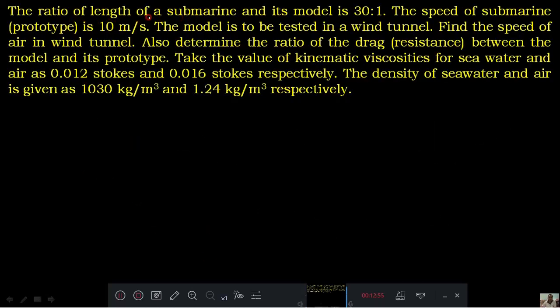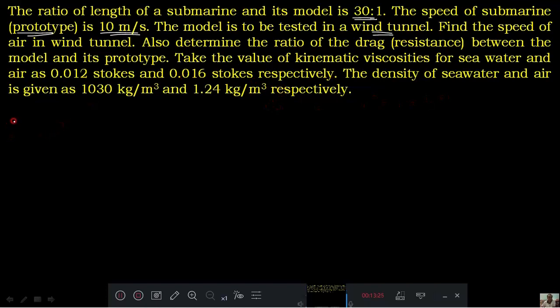The ratio of length of a submarine and its model is 30:1. The speed of the submarine prototype is 10 meter per second, and the model is to be tested in the wind tunnel. Find the speed of the air in the wind tunnel. Also determine the ratio of the drag resistance between the model and its prototype. Take the value of kinematic viscosity for the seawater and air as given.